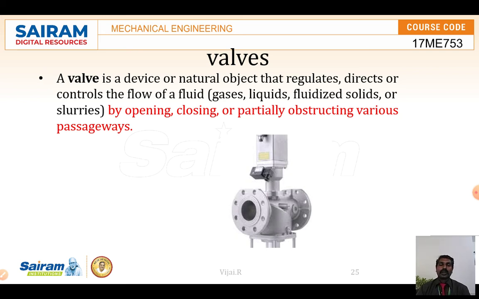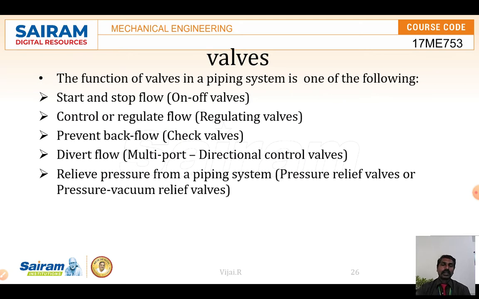Okay, so we can use opening and closing of the wheels. We can adjust the flow and we can operate the direction of flow with the help of solenoid valves also. Now we are going to the types of valves. Normally start and stop valves, on or off valves, control or regulating valves, and backflow check, that is called a check valve. It avoids the backflow of water. Then divert flow, that is directional control valves, and pressure relief.